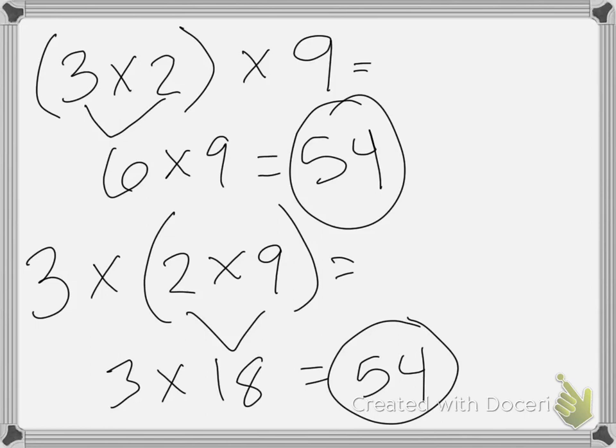Now, it was easier to get the first question because I knew that 6 times 9 was 54. The second question was a little bit harder because I didn't know what 3 times 18 is, and I had to actually write out the problem. Okay? So sometimes it helps to multiply numbers in certain orders.